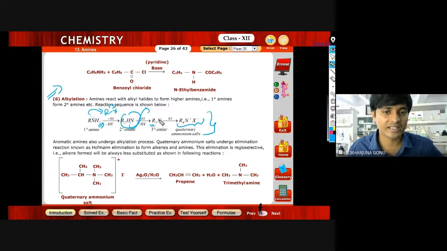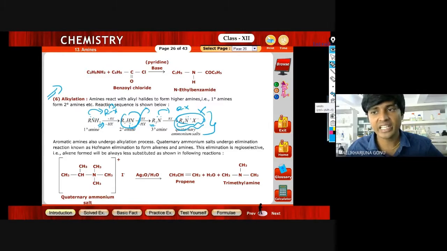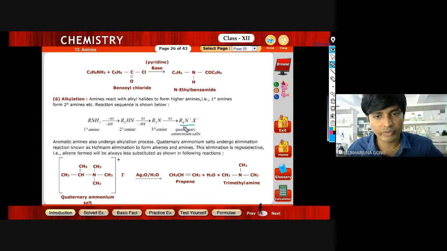That's how you will get R3. Still, this will go and attack the RX group. That's how R4. And here it will end, because here the lone pair of electrons is not there. It's not a nucleophile. So whenever the lone pair of electrons exists, at that time the substitutions will take place. Okay, so what is the use of these quaternary ammonium salts? By using these quaternary ammonium salts, elimination reactions can take place.